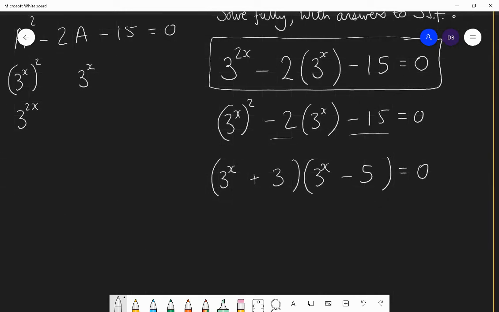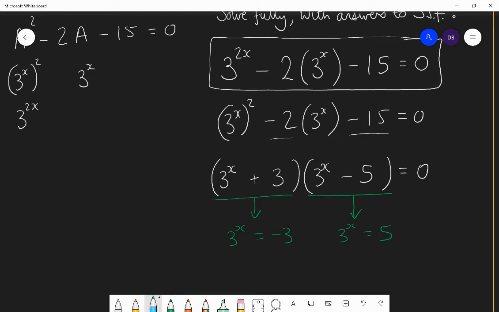So now I know that these two things multiply to make 0. So either the first one is 0. If the first one is 0, then I know 3 to the power of x has to equal negative 3. If the second one is 0, then I know that 3 to the power of x has to equal 5. Now have a think. Do both of those work? Can 3 to the power of x be both of those values?